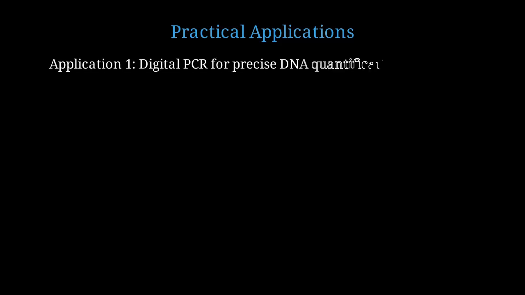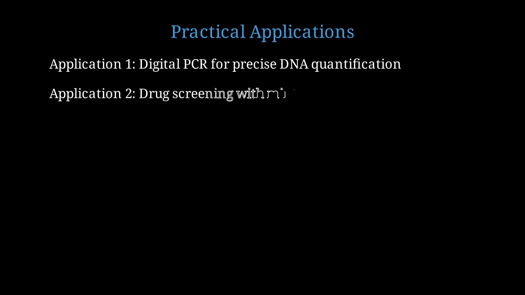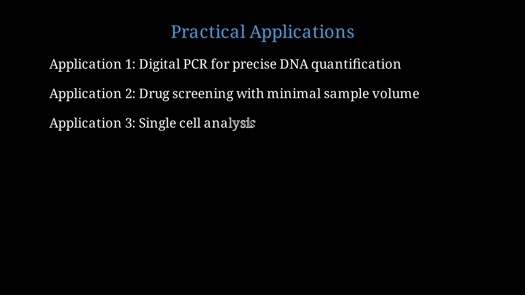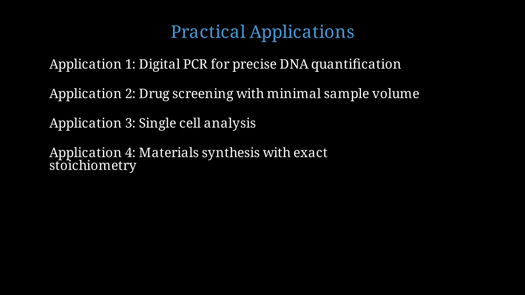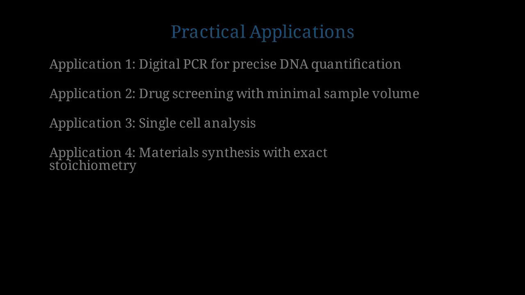First, digital PCR. By partitioning samples into thousands of identical droplets, we can count DNA molecules with incredible precision. Second, high-throughput drug screening. Each droplet becomes a microreactor, saving precious reagents. Third, single-cell analysis. Each cell gets its own identical droplet environment for consistent measurements. Fourth, material synthesis. We can mix reactants with exact stoichiometry in every droplet.